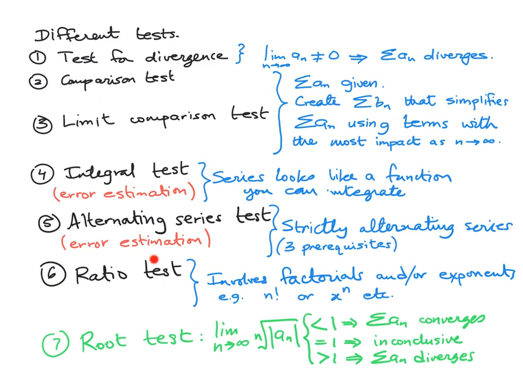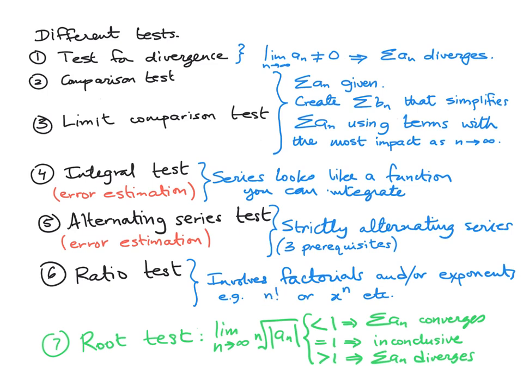Then you have the ratio test, and usually we're going to use the ratio test if you see a factorial or an exponential. If it's strictly exponential, you might just do the geometric series, but if there's an exponential with something else in it, or if there's a factorial, then the ratio test makes the most sense.